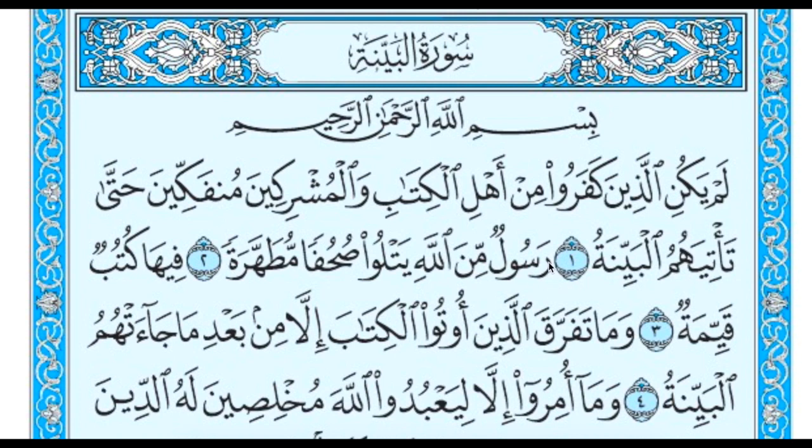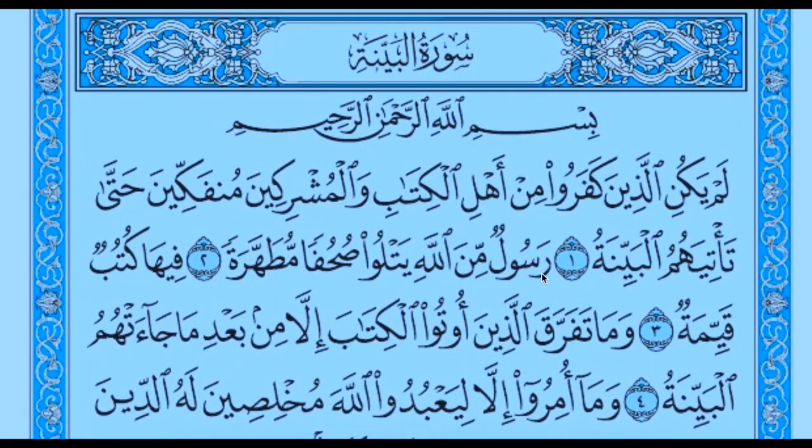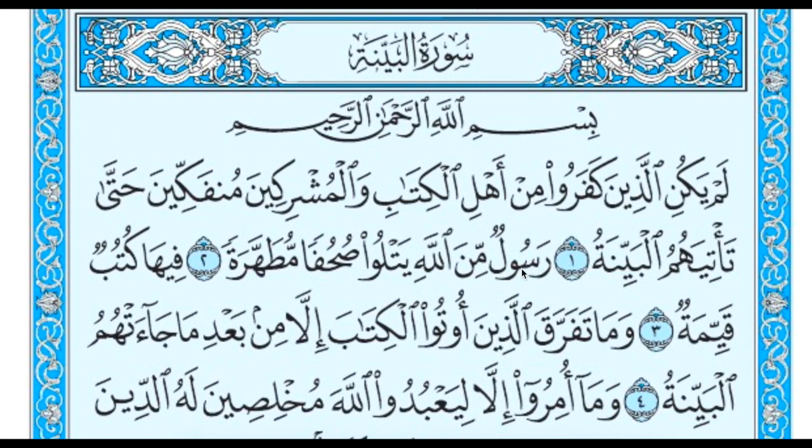What is this clear evidence? Rasulun min Allah. Ra, sin, waw, lam, mim, noon. Allah, alif, lam, lam, ha. This is pronounced Rasulun min Allah. Two dhammas give us idgham, and here you have idgham bi ghunna, which we're going to cover when we get to tajweed. So we're going to hold it. We're going to say Rasulun min Allah.